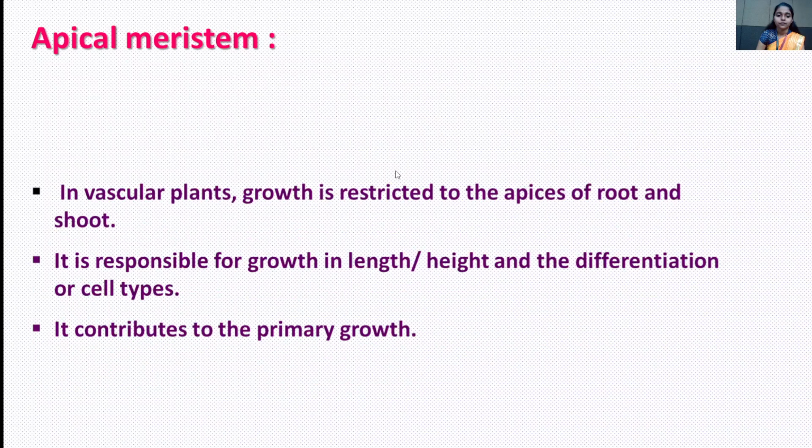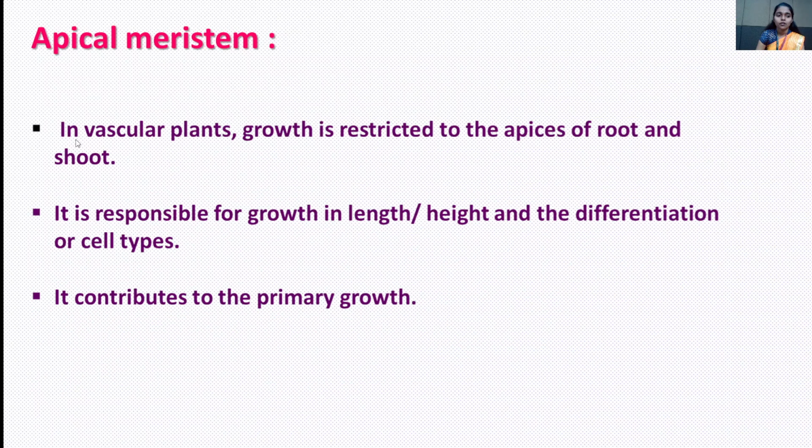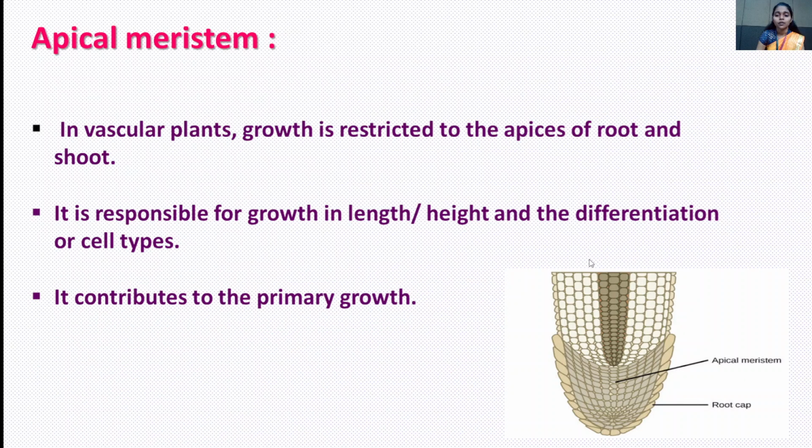Apical meristem. In vascular plants, growth is restricted to the apices of root and shoot. It is responsible for growth in length, height and the differentiation of cell types. It contributes to the primary growth. The picture shows root apical meristem. These are the root cap and the apical meristem.